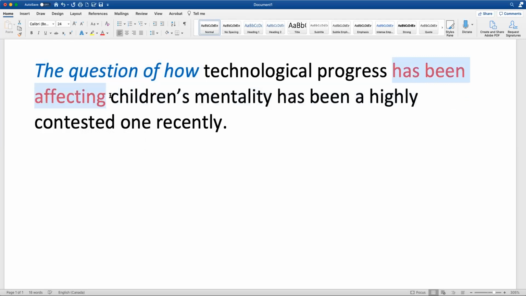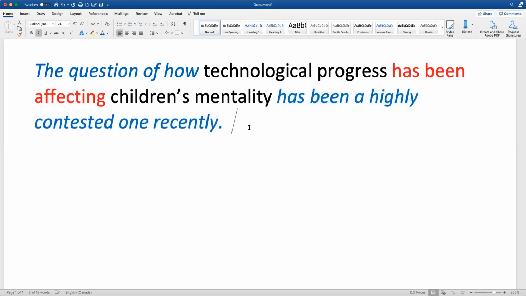We use present perfect continuous here because we are saying it's still continuing from when this began until now. So it's still continuing, okay? It's not over.